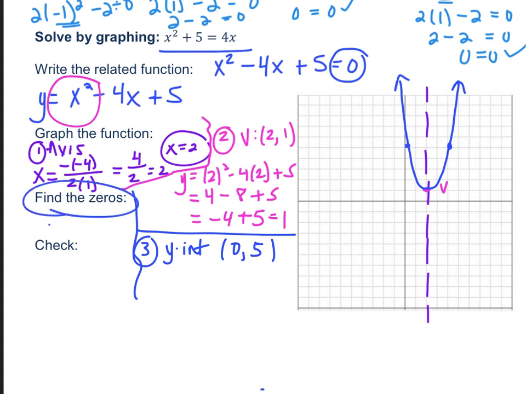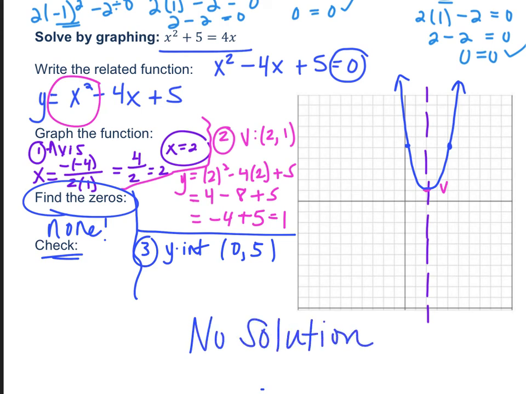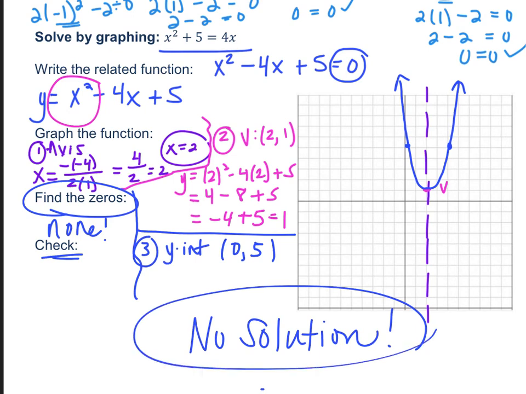Find the zeros. There are none. This parabola did not cross the x-axis. When you're asked to check, there's nothing for you to check. You don't have a value to plug in for x, so this is done. What is your solution? There is no solution. Our parabola did not cross the x-axis. So there's an example of what it looks like when you get a no solution for your answer.